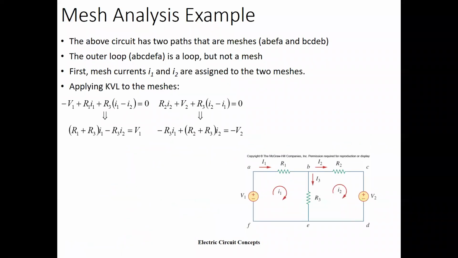Okay, so let's look at this example here. The above circuit has two paths that are meshes. So this is a mesh, which is A, B, E, and F. And then I have a second mesh, which is B, C, D, E. Okay, these are the two meshes here.